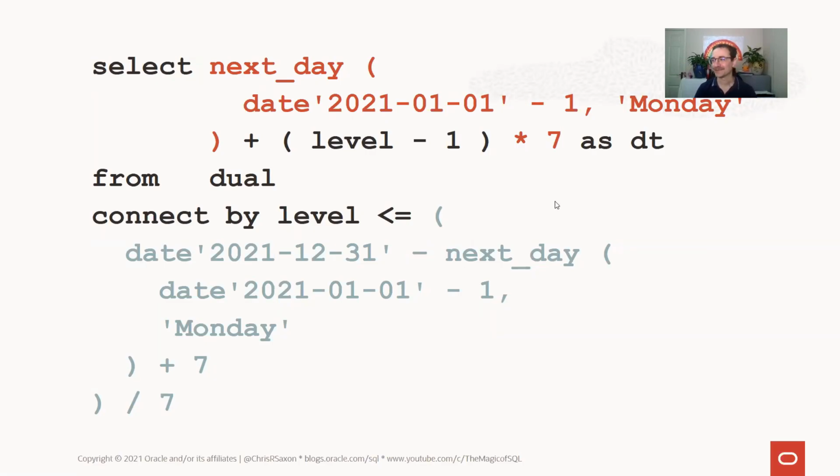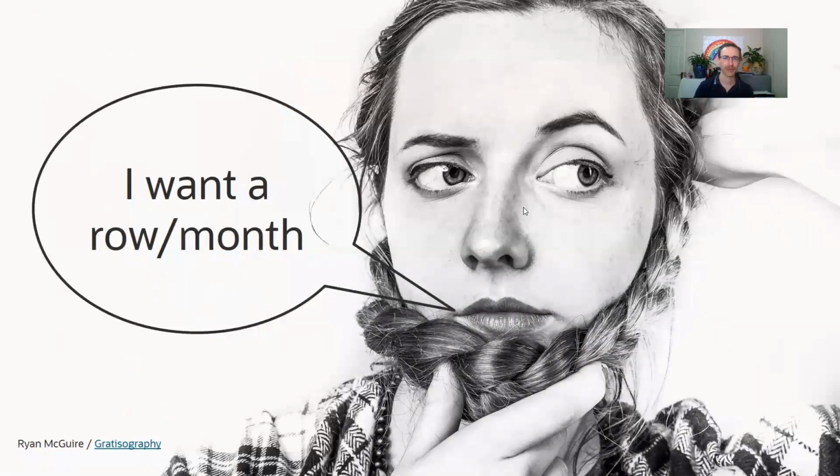All right, so that gets us a row per day. We can see row per day, row per week. Row per week is pretty straightforward. We just multiply everything up by 7, multiply and divide by 7 as needed. What if we want something a bit different? What if we want a row per month?